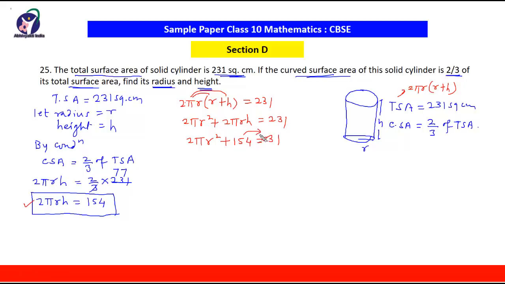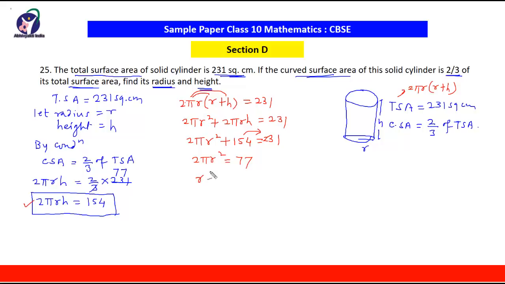Take 154 to the other side. So 231 minus 154 will be equal to 77. So 2 pi r square is equal to 77. This is a linear equation in one variable, and the variable is r. So shift 2 pi to the other side.